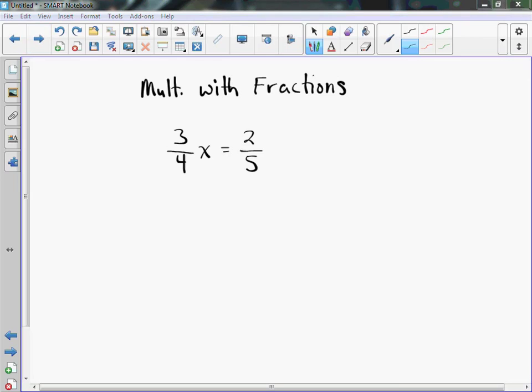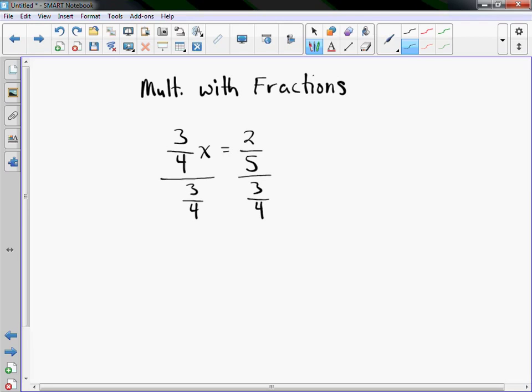Okay, multiplication with a fraction. Now, there are 2 ways to think about this. Since it is still multiplication, the opposite operation to do would be to divide. But this kind of looks really messy. Let's divide by 3/4, because we had 3/4 x. So the 3/4 is multiplied times the x.